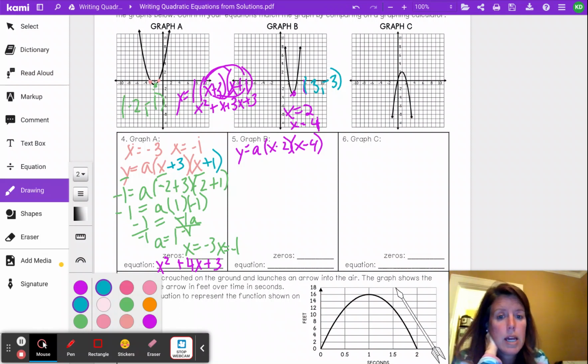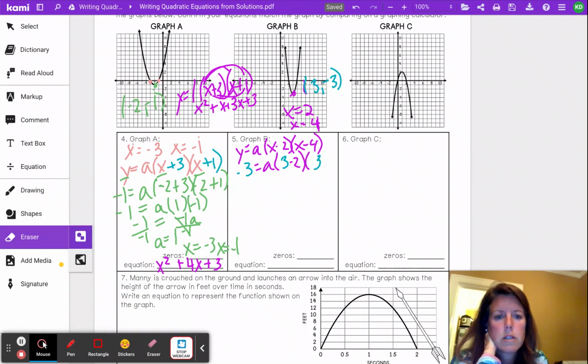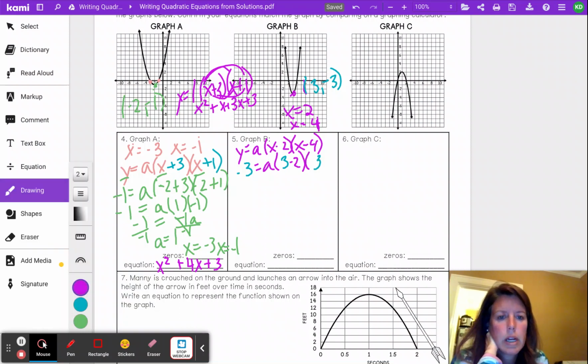All right, so now I'm going to rewrite it with those values of x and y in there. So my y is negative 3, and that equals a times, I'm going to put my x value in, which is 3. And then I'm going to go ahead and write negative 3 over here so I don't have to switch colors again. So that is 3 minus 2 times negative 3. Oh, wait. Why did I write negative 3? It should be positive 3, and then minus 4.